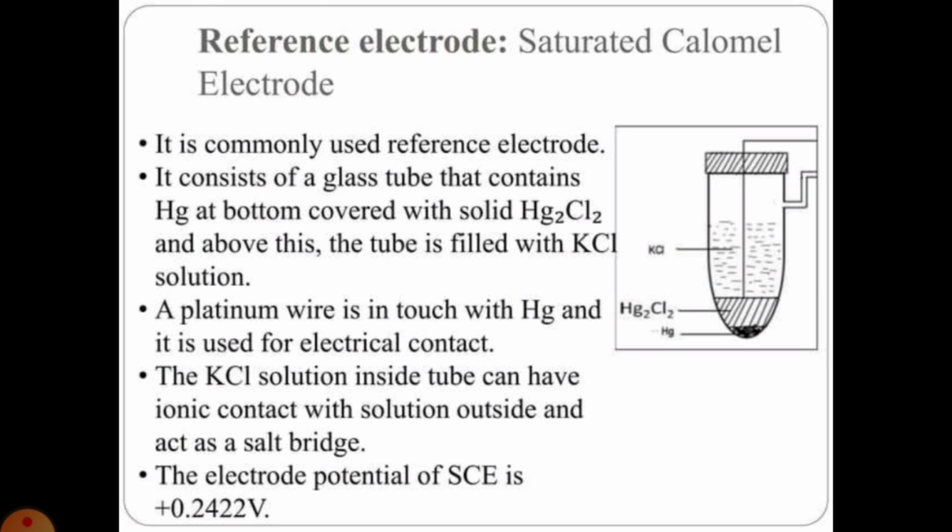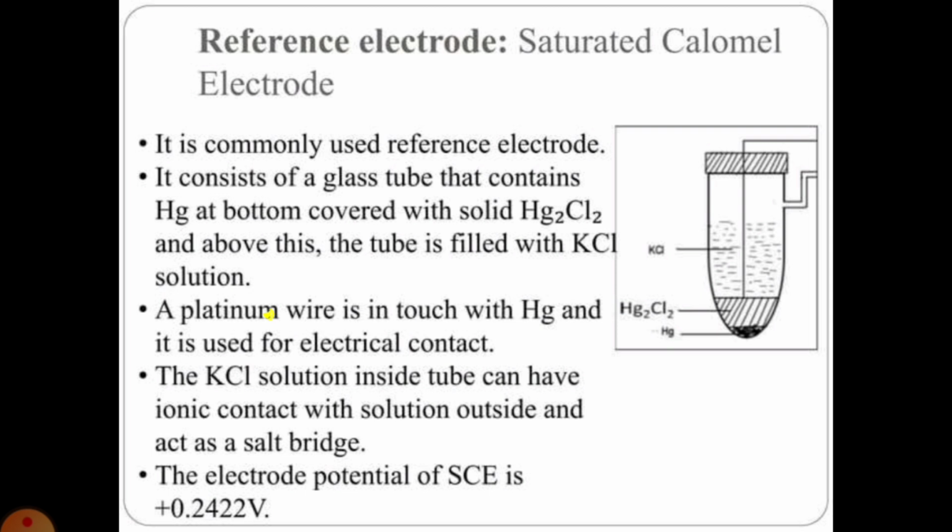Next is the silver chloride electrode. It is also used as a reference electrode. It is used in rest controlling systems and in the pH meter. It is also used as a redox electrode, with reactions between Ag and AgCl.